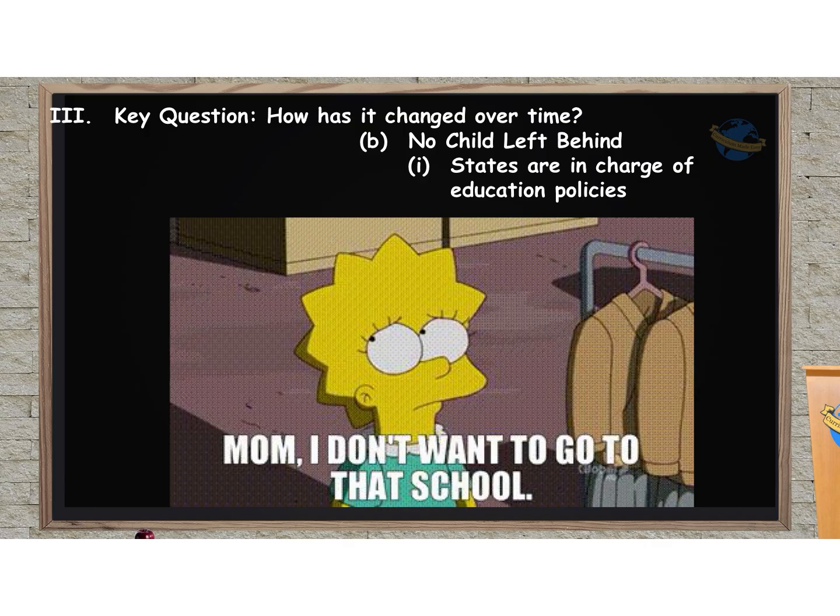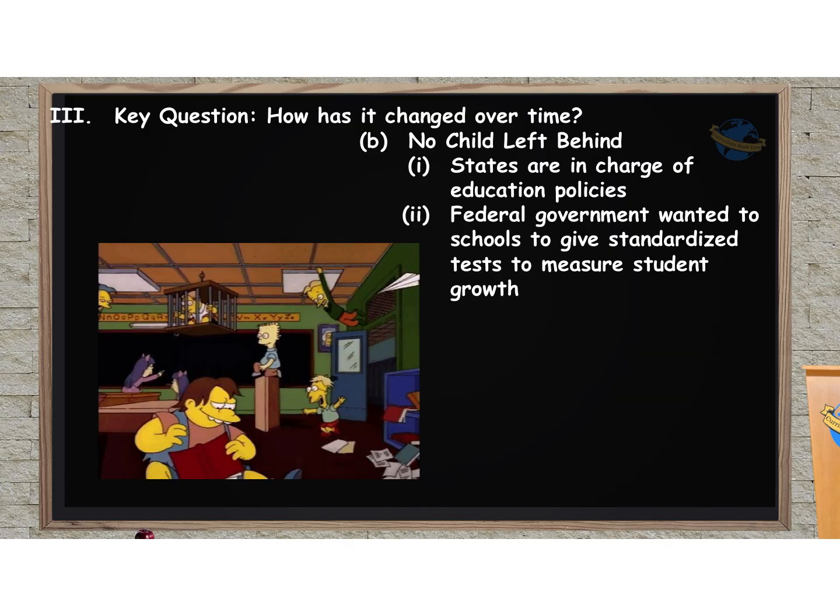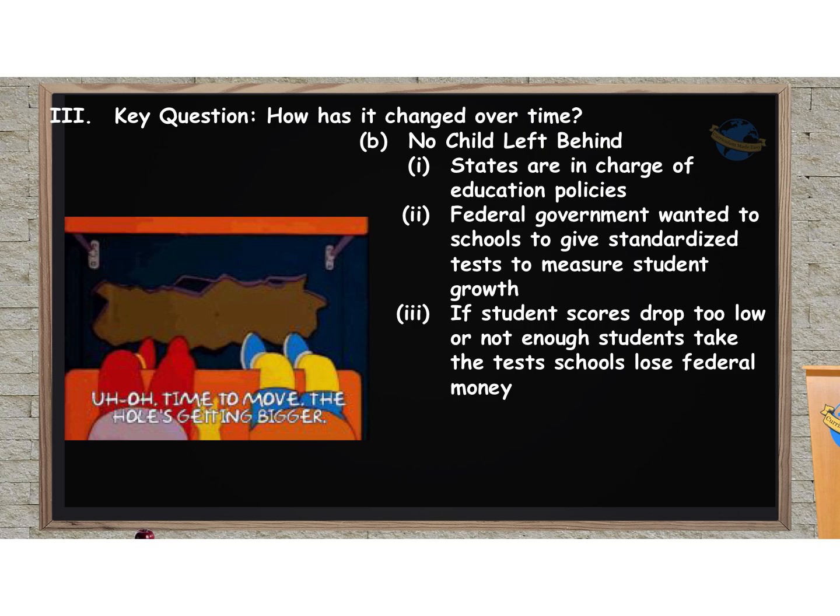No Child Left Behind was another time in which states were bribed, essentially, because states are in charge of education policy. The federal government wanted to make sure that schools were doing their best to evaluate the knowledge and understanding of all students, and so they said that they wanted all states to give standardized tests to measure student growth so they could make comparisons from one state to the next. If student scores drop too low or not enough students take the tests, then the schools would lose federal money.